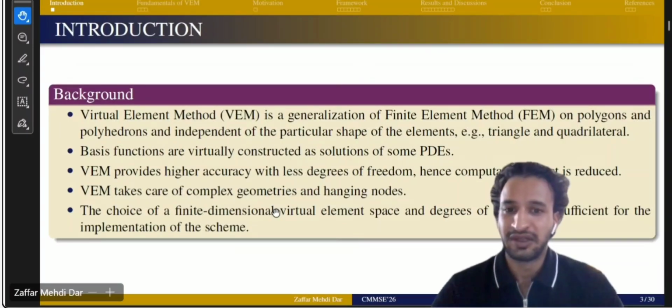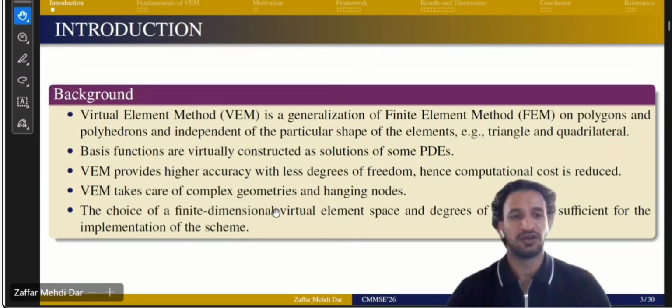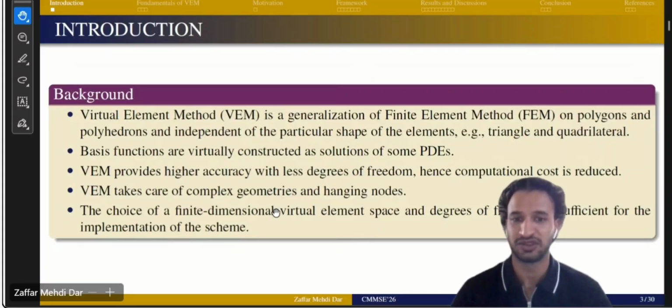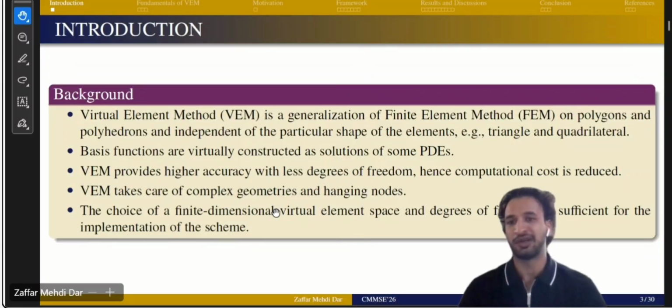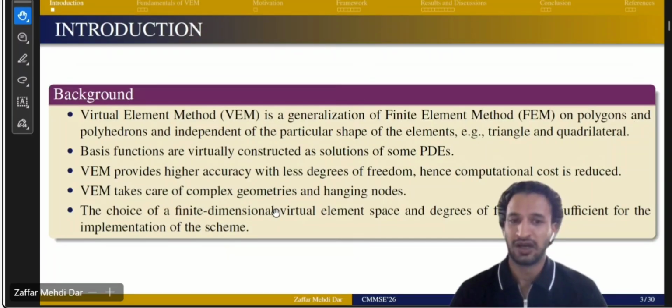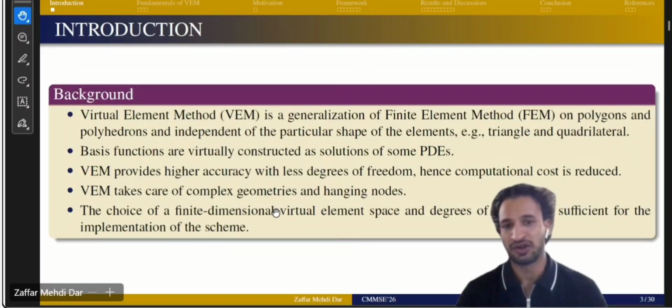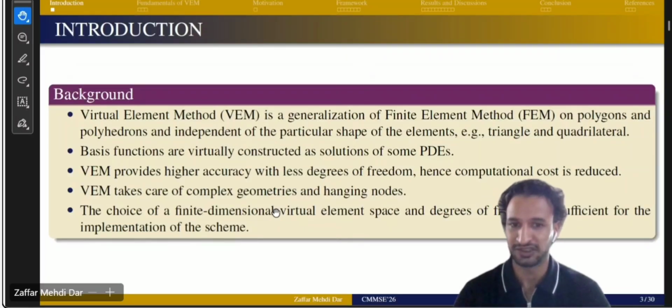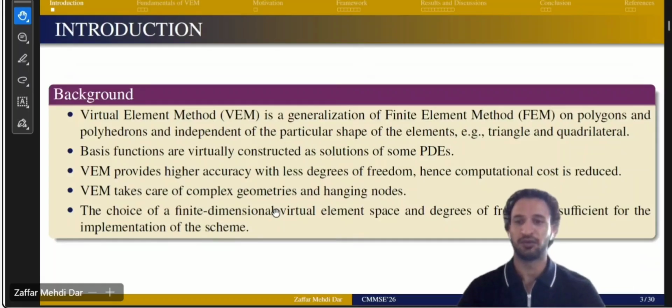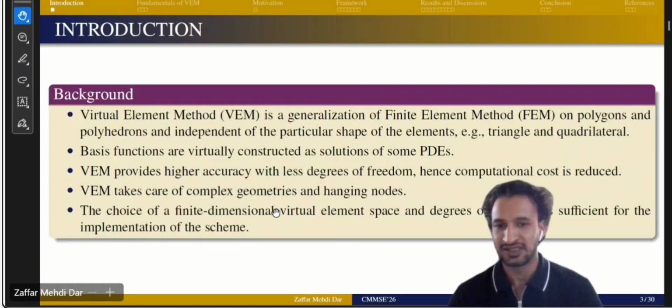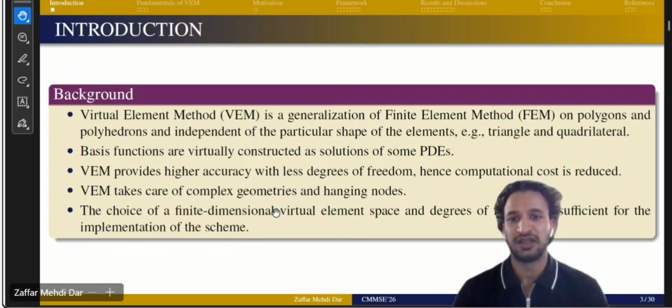Going to the introduction of this particular study, we first go with the virtual element technique, which is considered to be the generalization of the finite element method on polygonal and polyhedral meshes in the two-dimensional and three-dimensional spatial domains respectively. It is independent of the particular shape when we are talking about arbitrary polygons, like structured meshes, triangular meshes or quadrilateral meshes. Herein we can take any arbitrary set of polygons, like pentagons, hexagons, non-convex shapes, and so on.